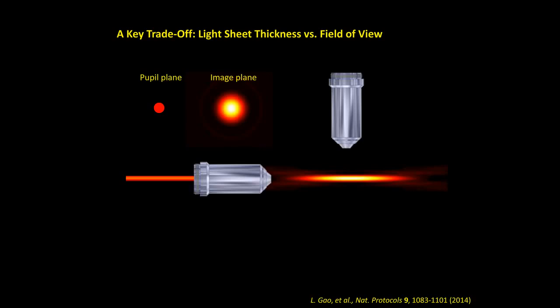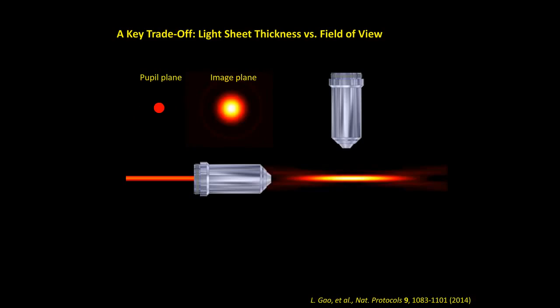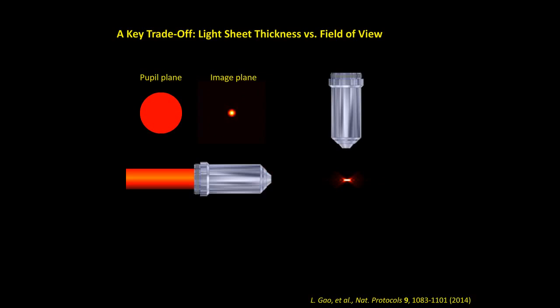So your actual resolution will not be as good as with a thin light sheet. But if you want to make a thin light sheet, then the field of view becomes smaller. So these two are the trade-off. A long light sheet has a thick profile, and a short light sheet gives you very good optical sectioning. This is the trade-off for what we call the Gaussian light sheet.